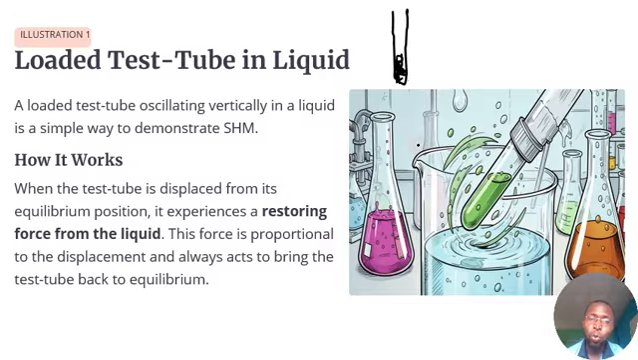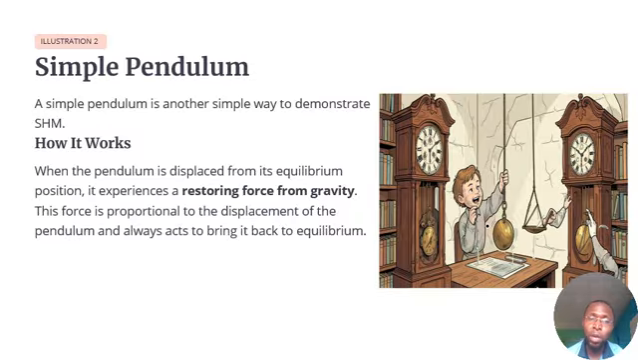So aside from the loaded test tube as an example of simple harmonic motion, we also have the simple pendulum, which I explained in the first scenario, where the ball will continue to move to and fro like that.